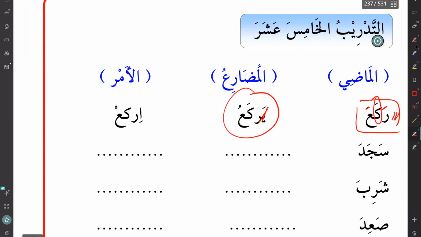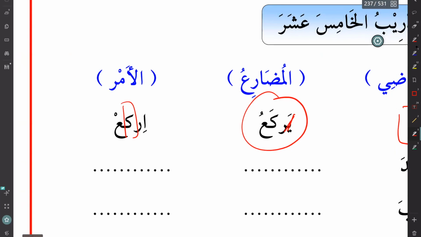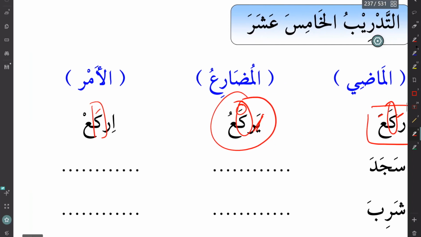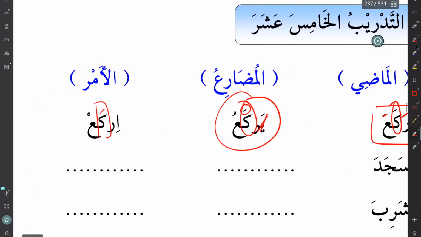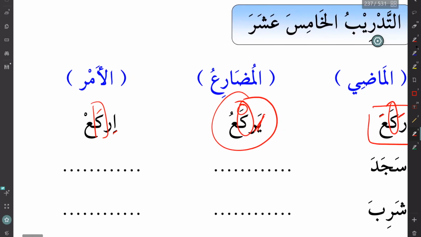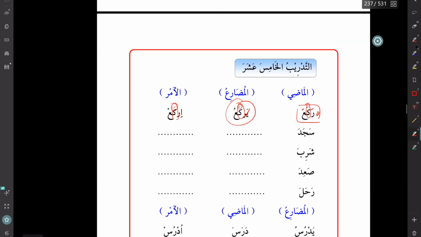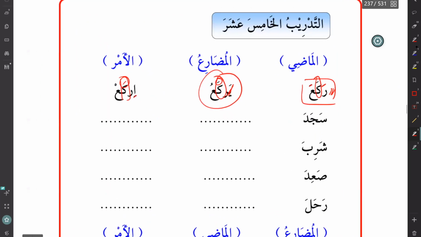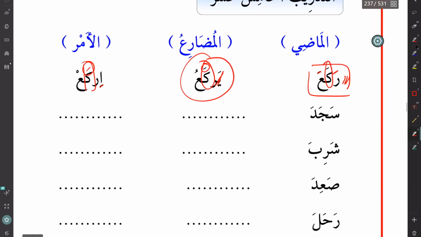Okay. So what goes here? This one would be easy. Why? Because you have to get this one from the present tense, right? The present tense has a fatha, so you put fatha. Raka'a, yarka'u, irka'. And why do we have a kasra here? Because the middle letter of the present tense has a fatha. So let's do a few of them and see, inshallah, things will be a little bit easier.